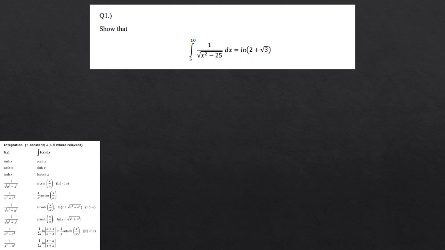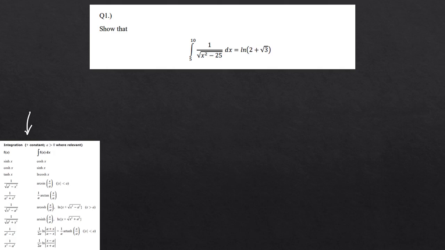So for this first question here, we're asked to show that the integral of 1 over the square root of x squared minus 25 with respect to x is equal to the natural logarithm of 2 plus root 3. And what you can see here in the bottom left is what your formula book will show. So that's there to help you when answering questions like this. And I would definitely recommend using your formula book for these.